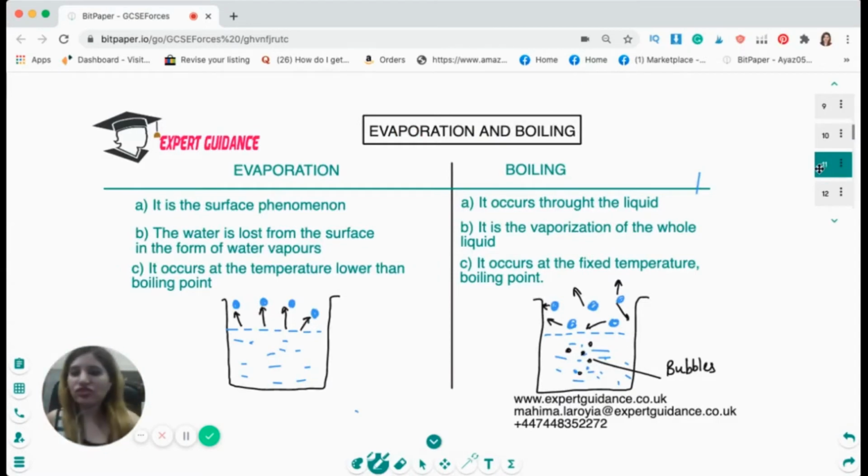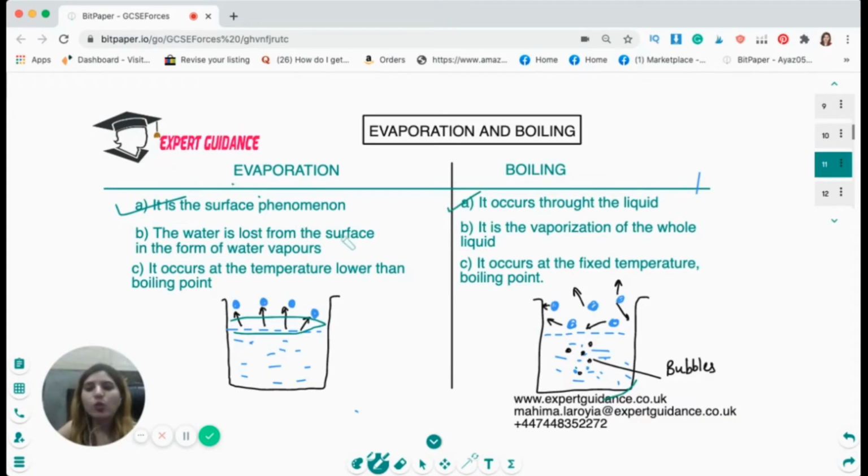What is evaporation and what is boiling? Now, students say evaporation is the same as boiling. But I think if you look at the two diagrams clearly, in evaporation, the particles just at the surface are evaporating and leaving the liquid. So evaporation is a surface phenomenon. But if you see the boiling, the bubbles are made throughout the liquid. So it occurs throughout the liquid.